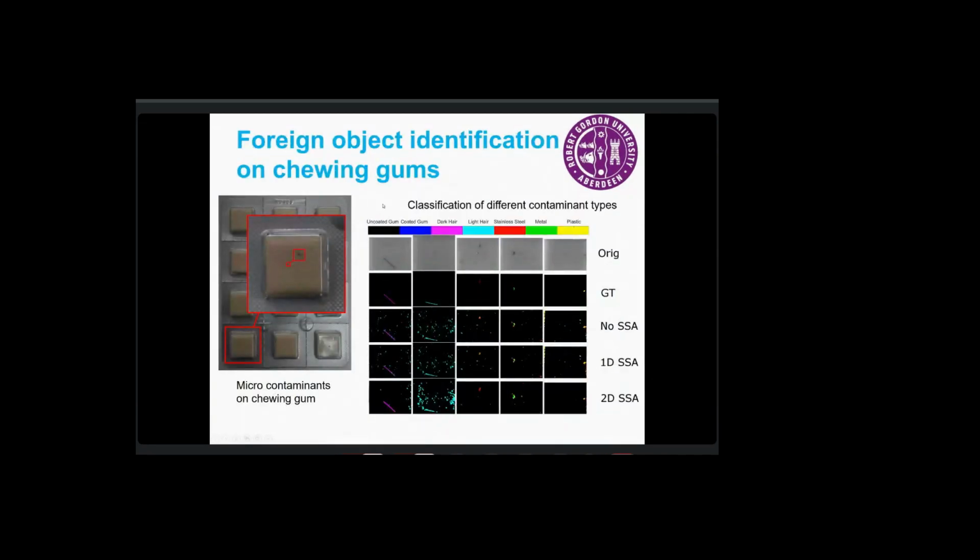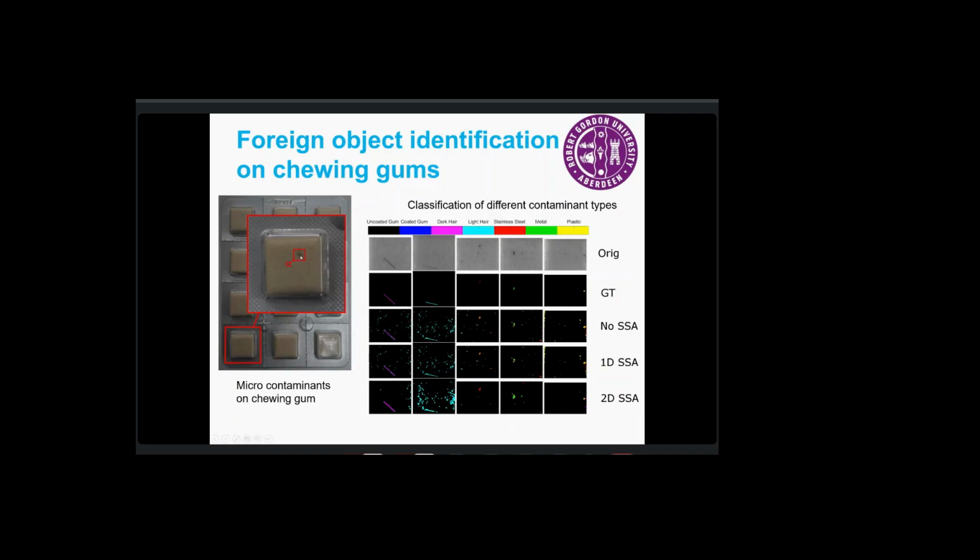Yeah, that's one other application we did, called foreign matter identification on chewing gums. That is a project funded by Johnson & Johnson, and you should know the name. It's an international big corporation. They're working on different areas. Food products is one of the major focuses.